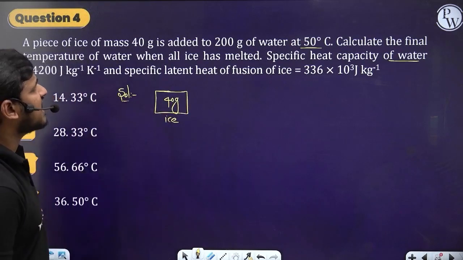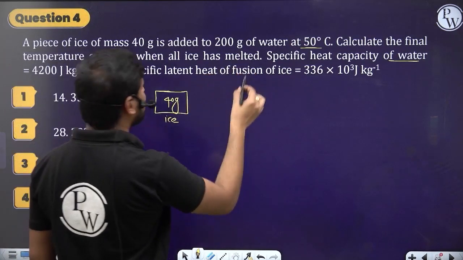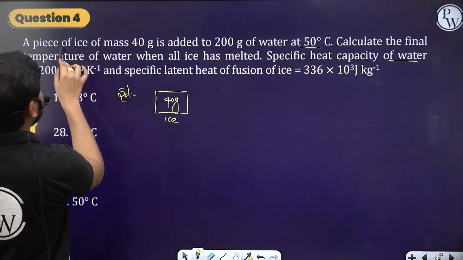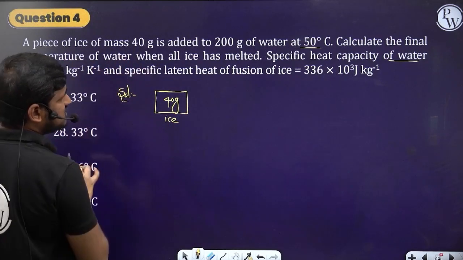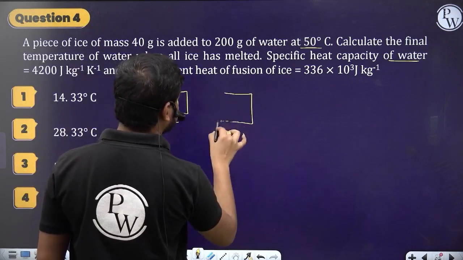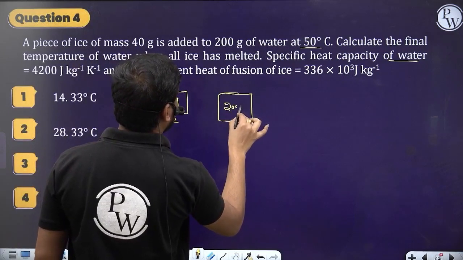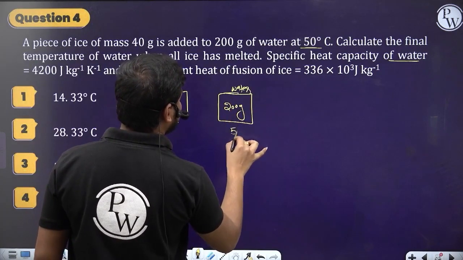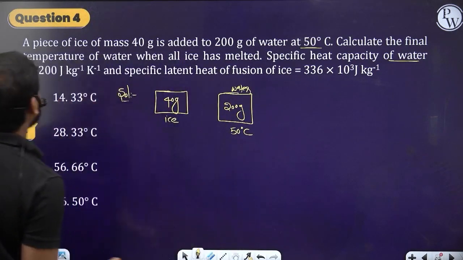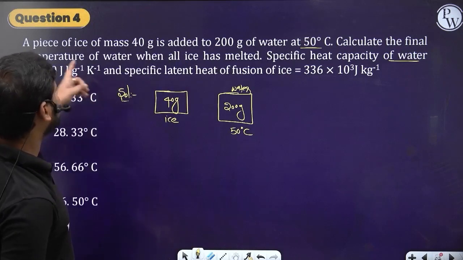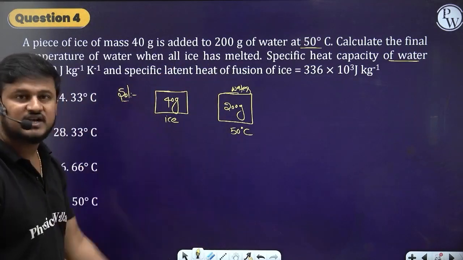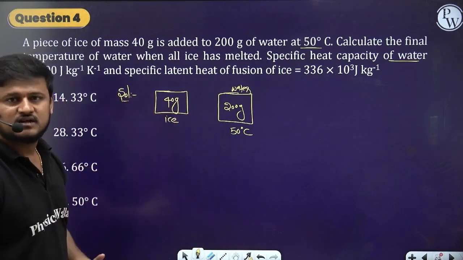40 grams of ice is added to 200 grams of water. So the ice is at what temperature? A piece of ice of mass 40 grams is added to 200 grams of water, which is at 50 degrees centigrade. Calculate the final temperature of the water when all the ice has melted. So the complete ice has melted, then what is the final temperature?